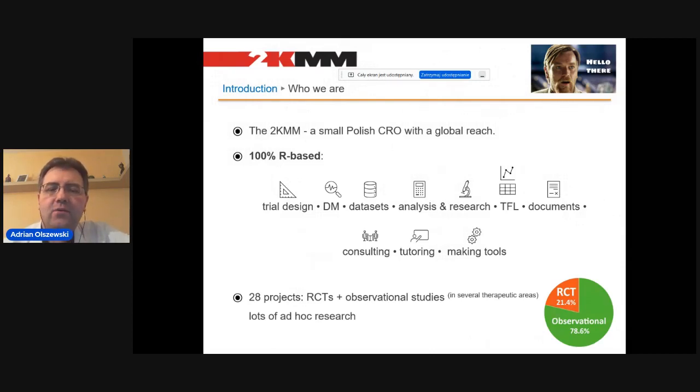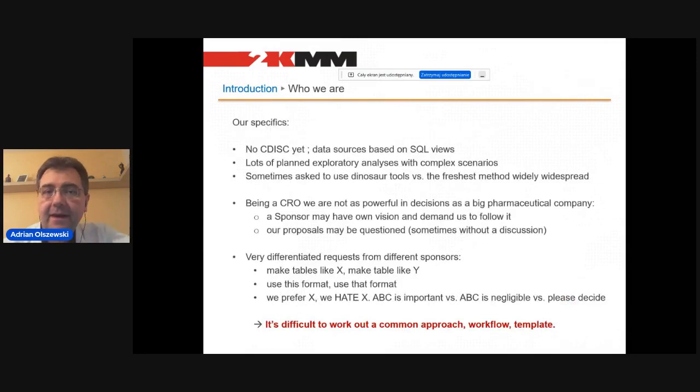And so far, we have 28 projects completed. It covers both randomized trials and observational studies, mostly observational ones, and lots of ad hoc research. And this is all done with R. Our specifics: we don't use CDISC yet. We are planning to do so. Mostly our data sources are based on SQL views. We do lots of planned and ad hoc exploratory analyses.